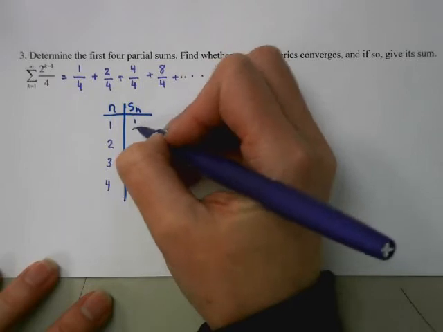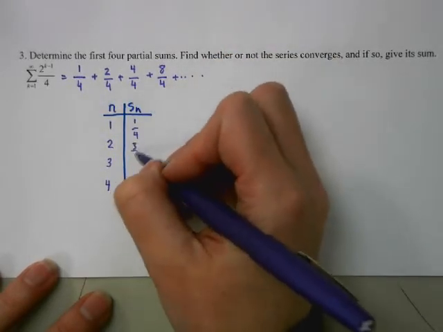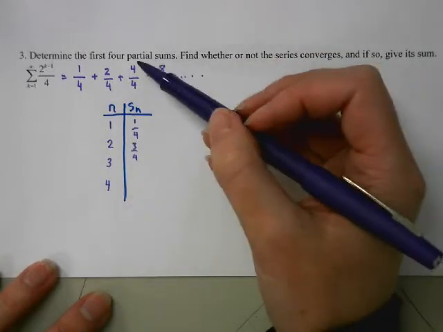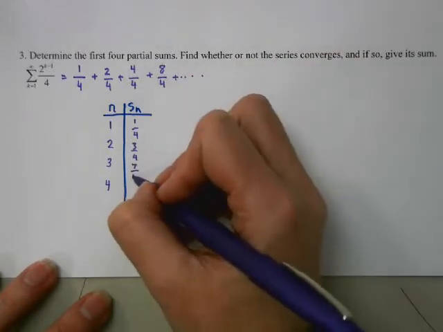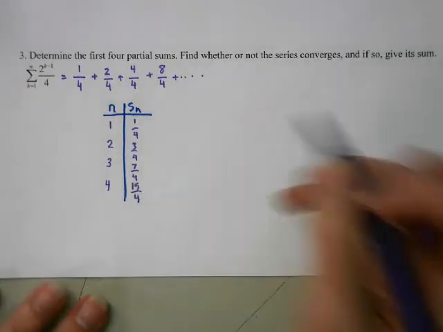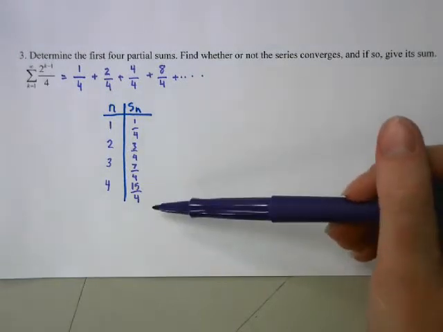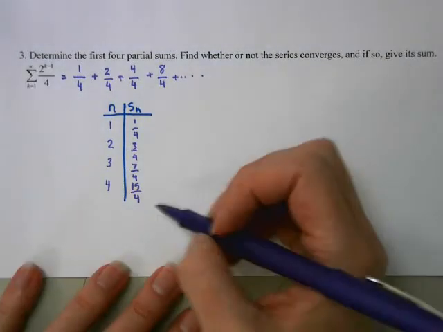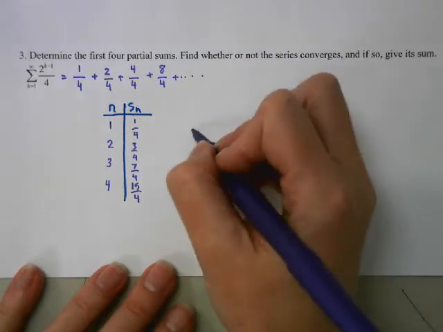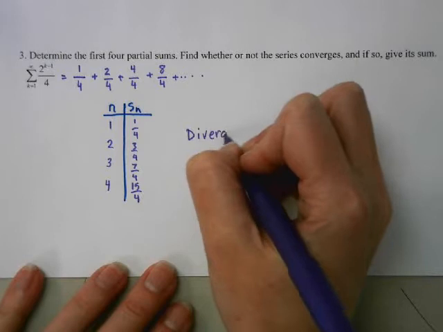So we're going to have 1/4. Then I'm going to have 1/4 plus 2/4, so 3/4. Add on a 4/4 would make this 7/4. And then 15/4. So the numerators here are getting bigger. The denominators are staying the same. So this is just going to keep getting bigger and bigger and bigger. So this series does not converge, it diverges.